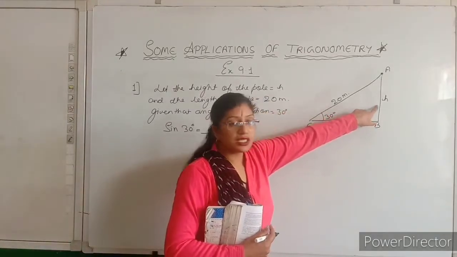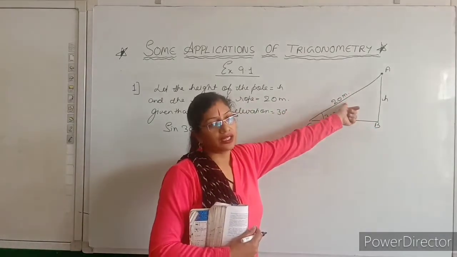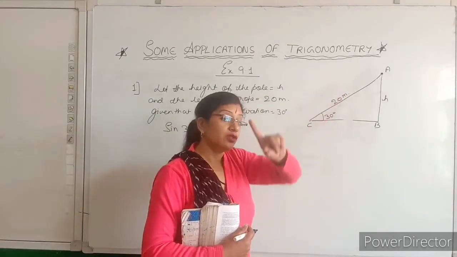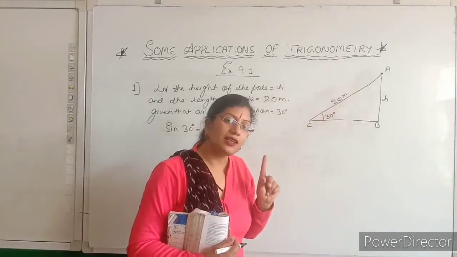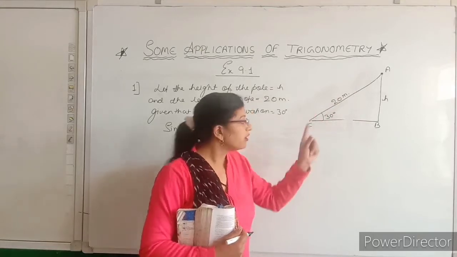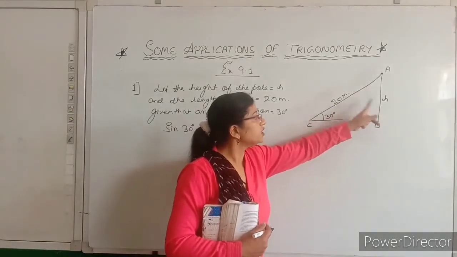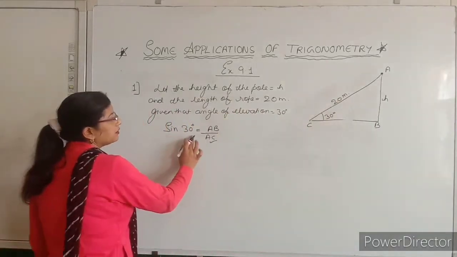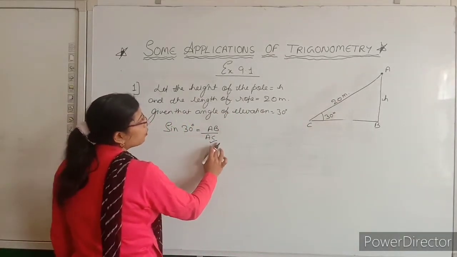This perpendicular is given to you and this length of rope is given to you. Perpendicular and hypotenuse are given to you. So perpendicular and hypotenuse, which is the relation? Sine. So we will write sine 30 degree is equal to h upon 20. I have already written sine 30 degree is equal to h, that means AB upon AC.